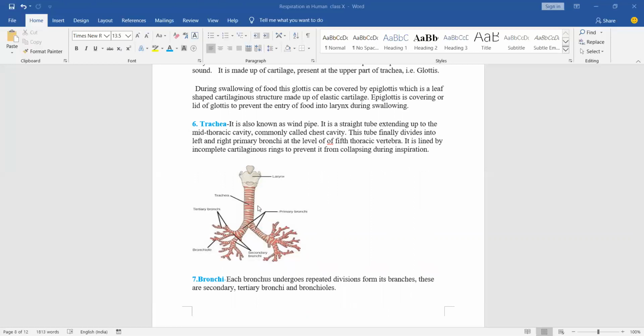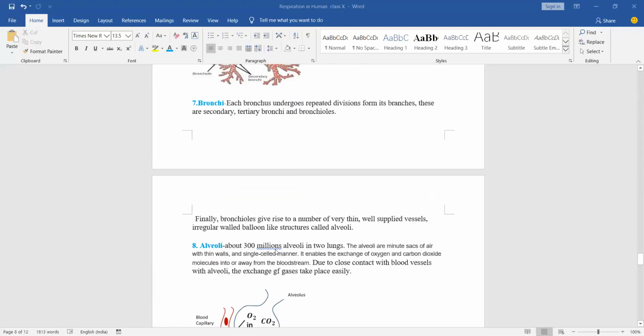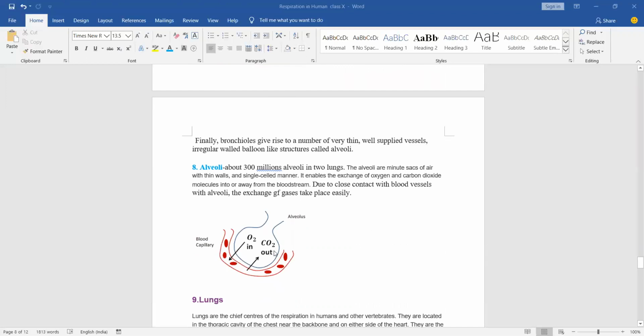Bronchi: each bronchus undergoes repeated division and forms secondary and tertiary branches. Finally, bronchioles give rise to a number of very thin, well-supplied vessels, irregular balloon-like structures, which are called alveoli. About 300 million alveoli are present in two lungs. The alveoli are very minute sacs of air with thin single-celled walls, supplied with blood vessels, which help in the exchange of gases. Indeed, in exchange of gas, oxygen comes in and CO2 goes out from the lungs.